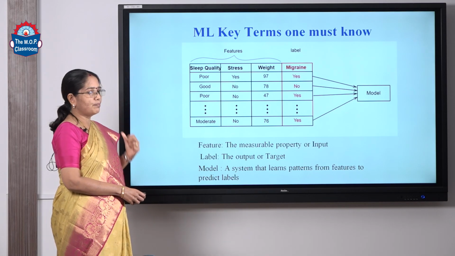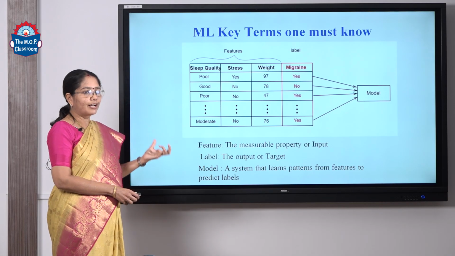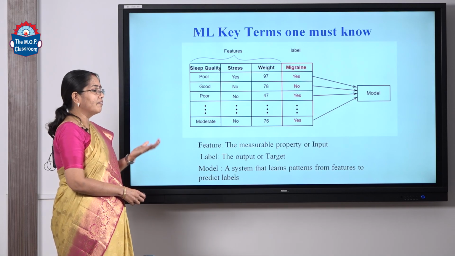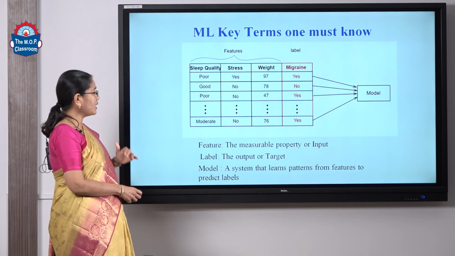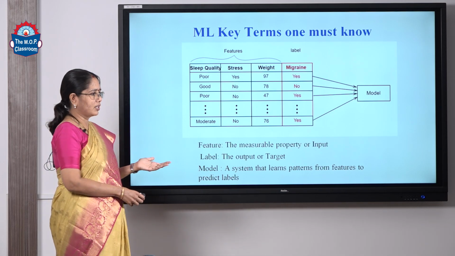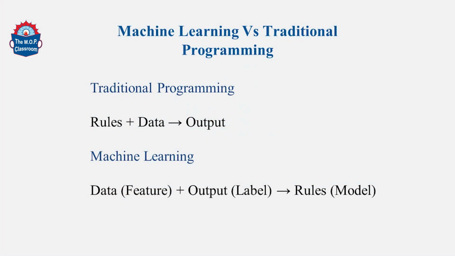So based on this pattern, the machine learning algorithm will build a model, and when new test data comes in, it will be able to predict whether a person will get migraine or not. Let us see the difference between machine learning and traditional programming.